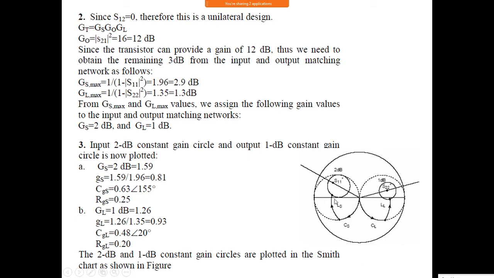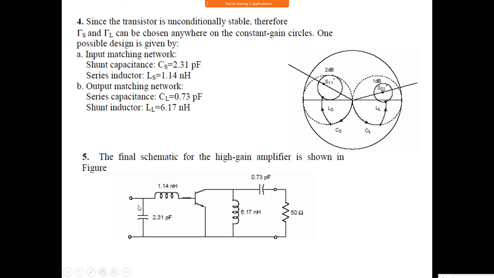Whichever you reach earlier, you have to take here. Or we can take this value here also; you can take any value. We will see which one you actually have to take; one more problem will be there that we will discuss later. First, any value over this circle; they have taken this value. They started from here and moved like this on the constant conductance circle, and from here to this point. They got the capacitor value and inductor value. This is the input matching network.